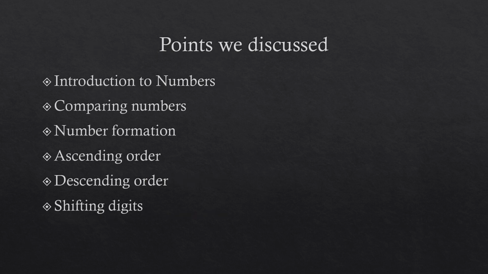Finally, let us just recall what are the things we have learnt in this class. We have understood what are numbers, and then we compared numbers which are smaller and greater, and then how to form a number by placing those numbers in different place values. Afterward, we have learnt ascending order and descending order. That means arranging the numbers from smallest to greatest and greatest to the smallest number. And finally, we have learnt shifting digits with the help of very interesting activity. So, do not forget all these points, remember these points, do extra activities which are given in your textbook.